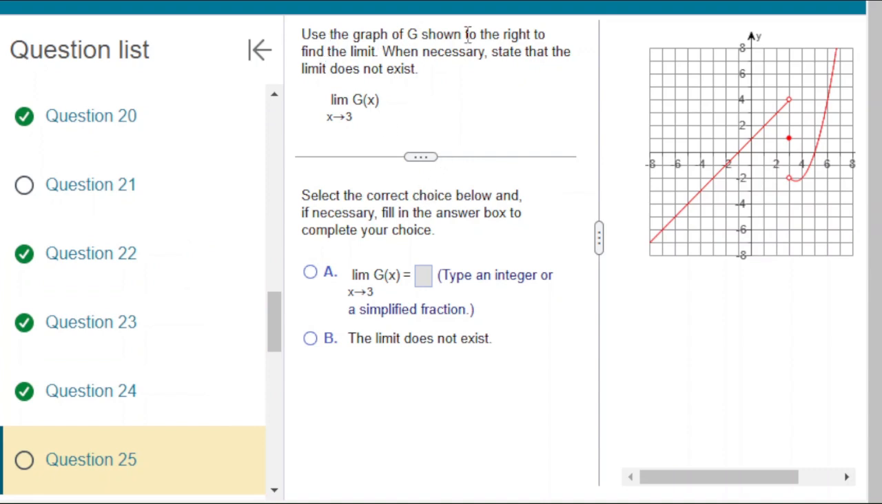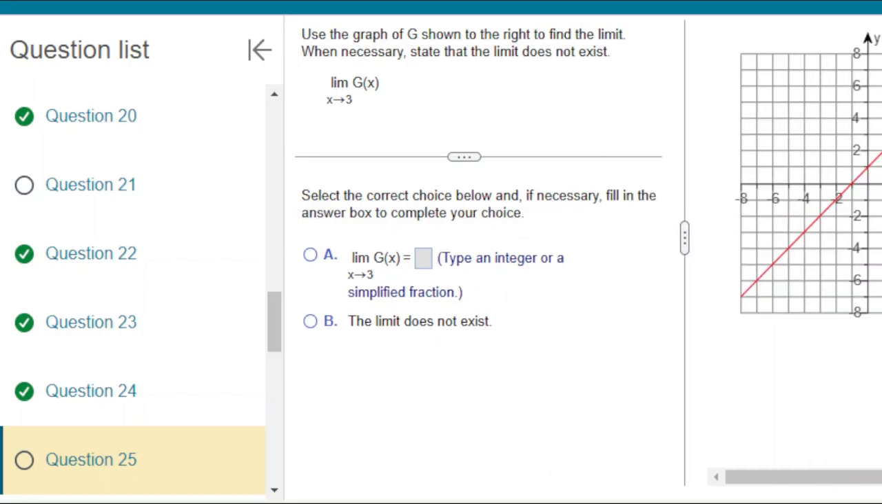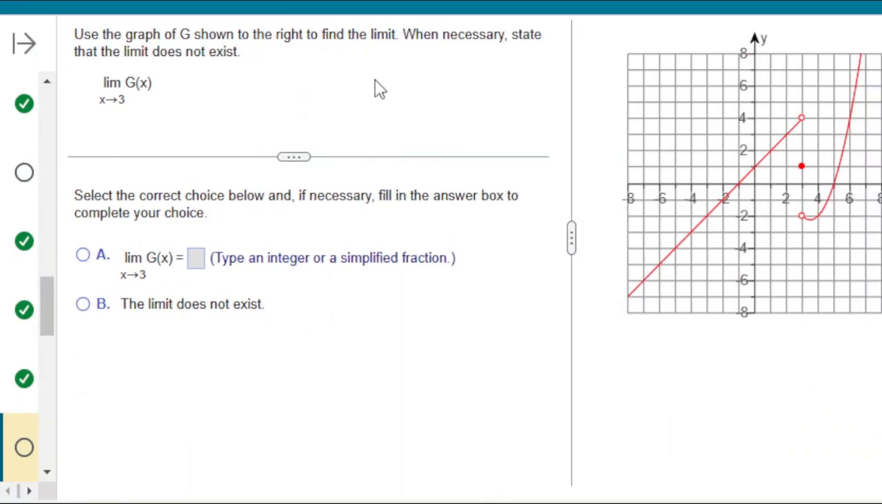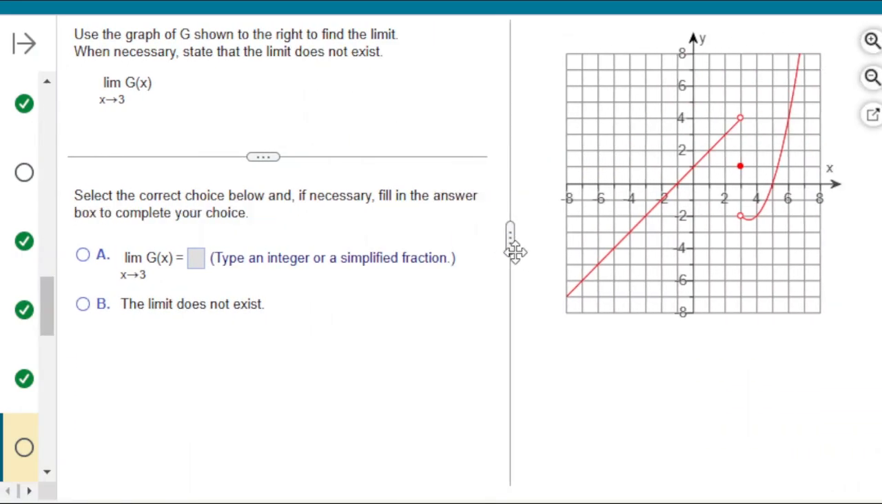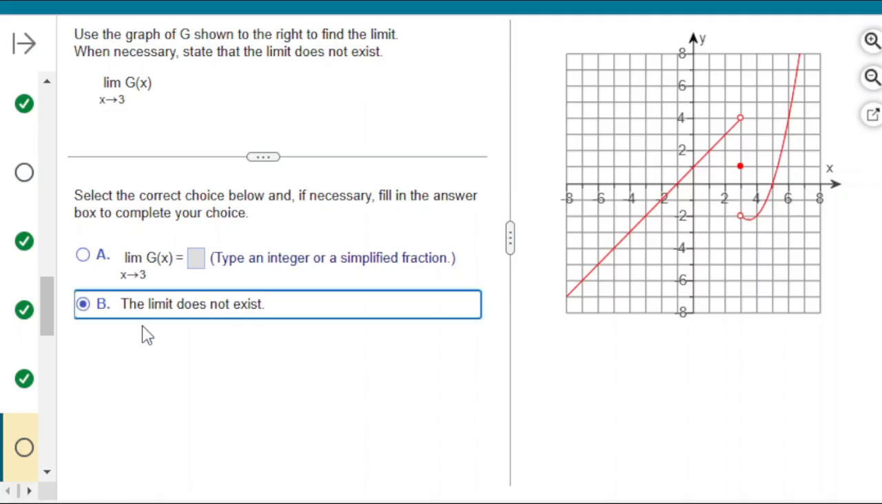Okay, moving on. Use the graph of g shown to the right to find the limit. When necessary, state that the limit does not exist. Okay, what's the limit as x approaches 3 of g of x? Well, notice when we approach from the left, our outputs are getting close to 4. When we approach from the right, our outputs are getting close to -2. So the left-hand limit is going to be 4. The right-hand limit is going to be -2. So what can we say about the limit? Well, the limit does not exist.